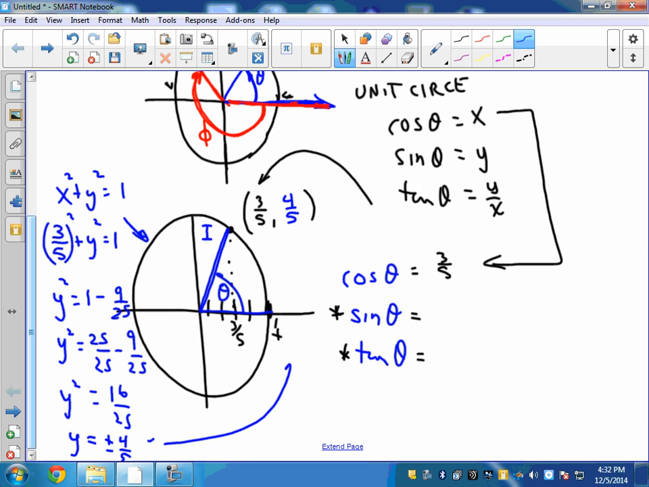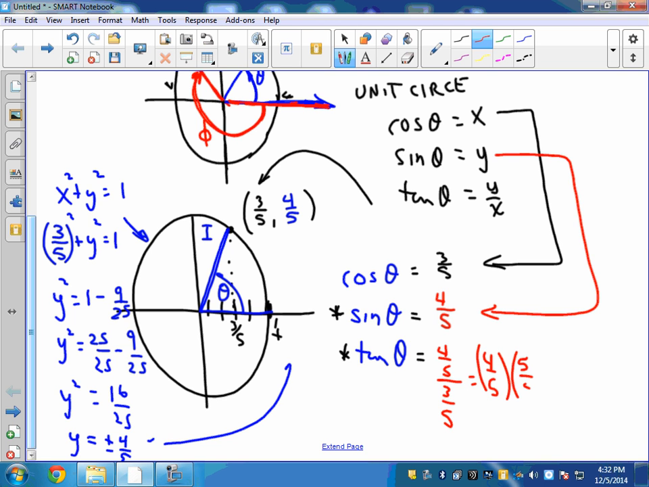Now that took a little bit of work, but it does allow us to easily get the sine is 4/5. Remember, the sine is the y-coordinate. And for the tangent, we would have 4/5 divided by 3/5. Hopefully you can simplify that: 4/5 times 5/3, and the 5's cancel. So we get 4/3, again using the ratio y over x.